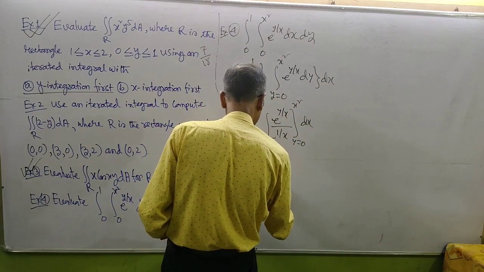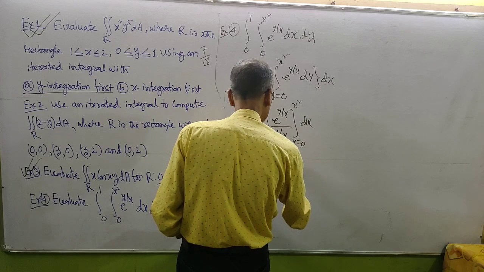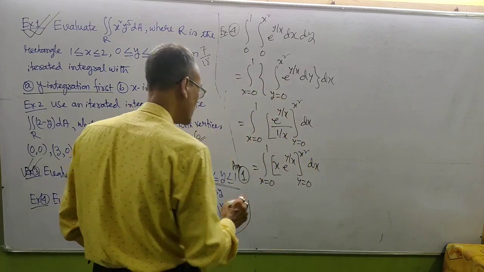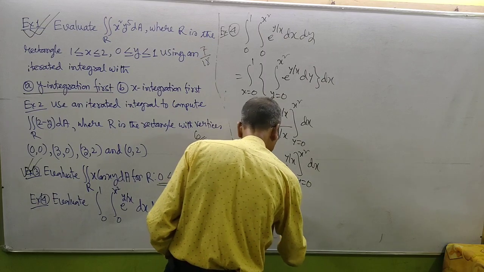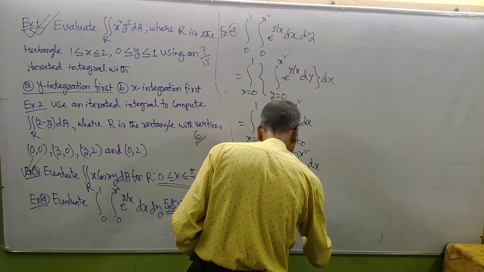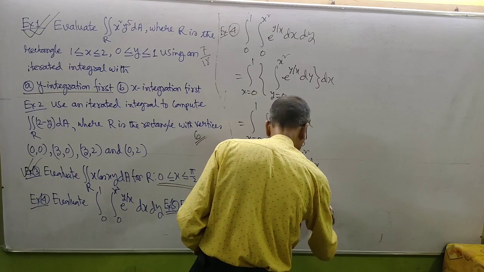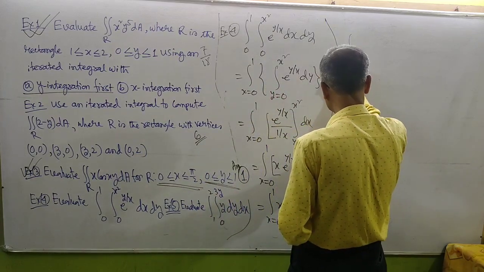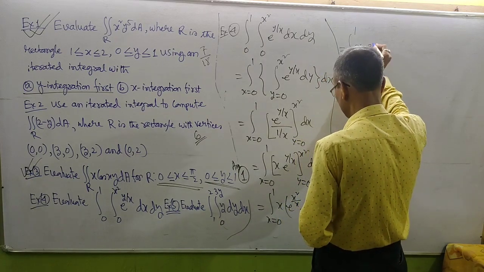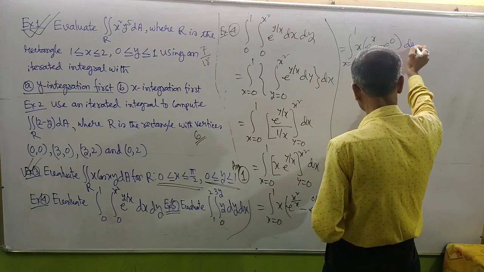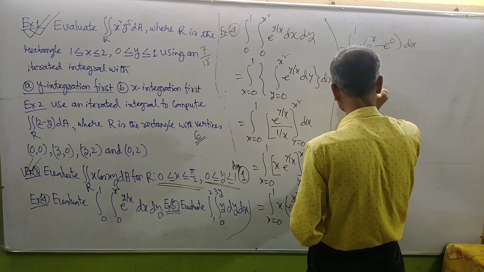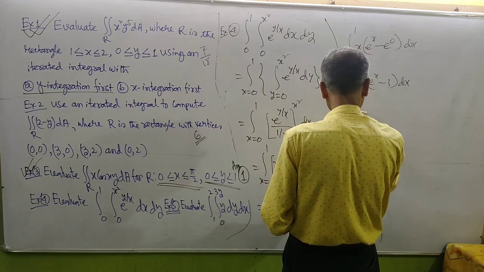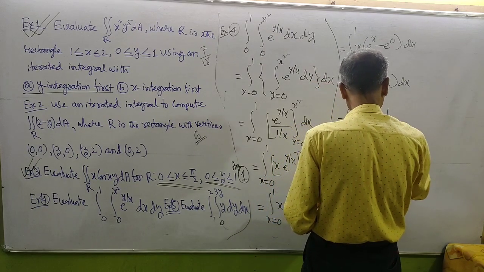This is equal to x equal to 0 to 1, x e to the power y by x, y equal to 0 to x square, dx. This is equal to x equal to 0 to 1, x times e to the power x square by x minus e to the power 0 by x, dx. This is equal to x equal to 0 to 1, x e to the power x minus e to the power 0, dx. This is equal to x equal to 0 to 1, x e to the power x minus 1, dx. This is equal to the integral of x e to the power x dx minus the integral of x dx.